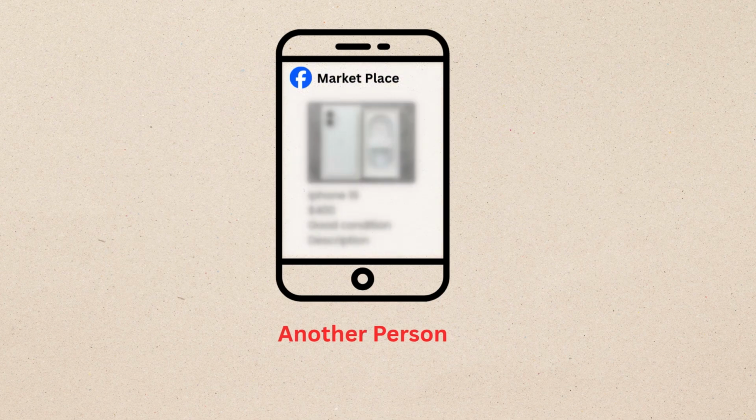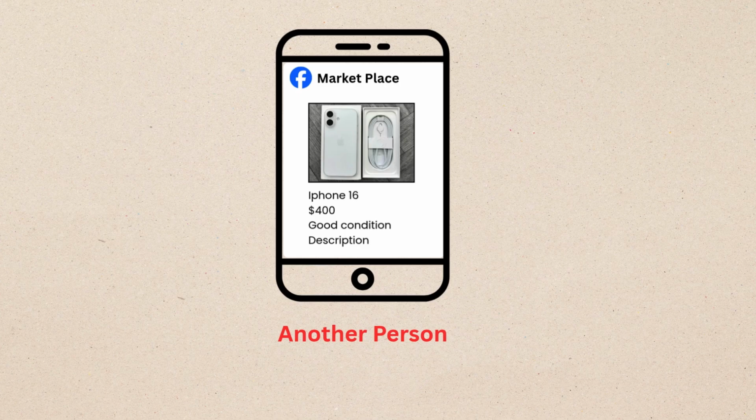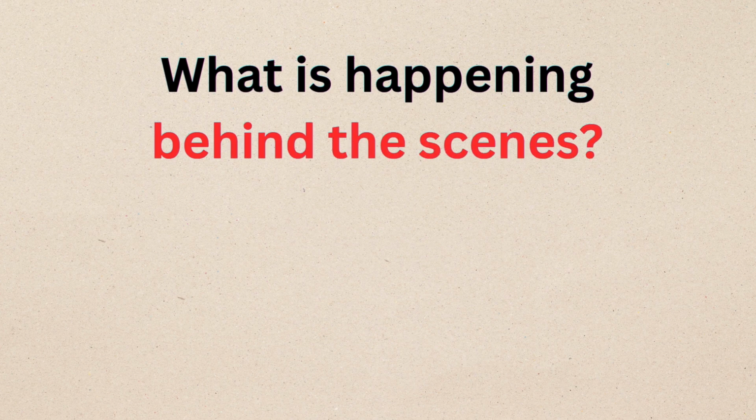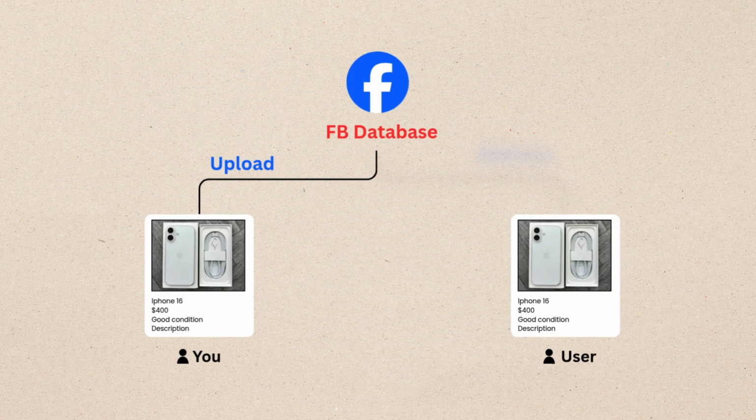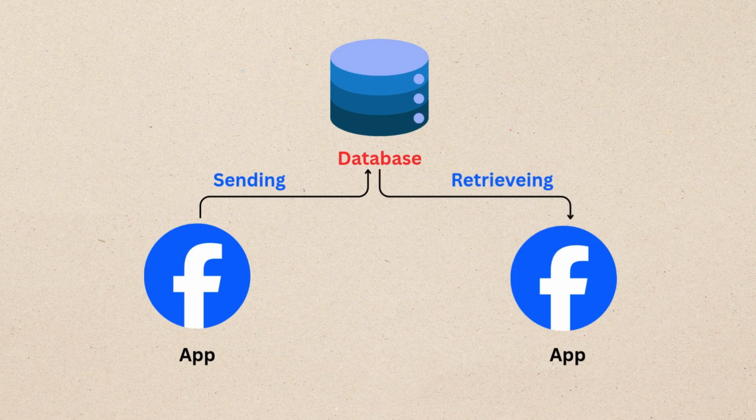Later, when another person opens Facebook Marketplace and searches for a used phone, your phone details will appear in their feed. So what is actually happening behind the scenes? When you upload your mobile phone details, Facebook Marketplace stores that information in the database. When another person searches for a phone, Facebook Marketplace retrieves the data from the database and displays it to the user. So in simple terms, the application is constantly sending data to the database and retrieving data from the database.